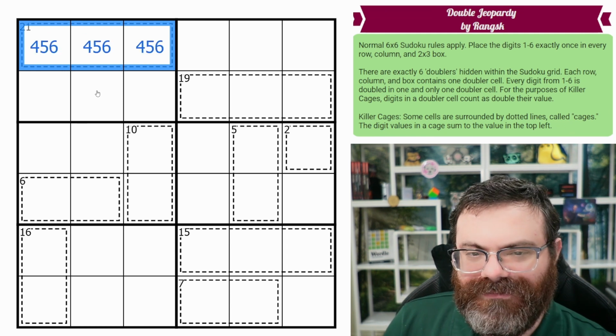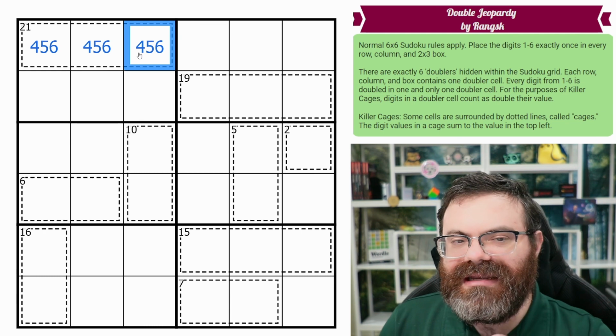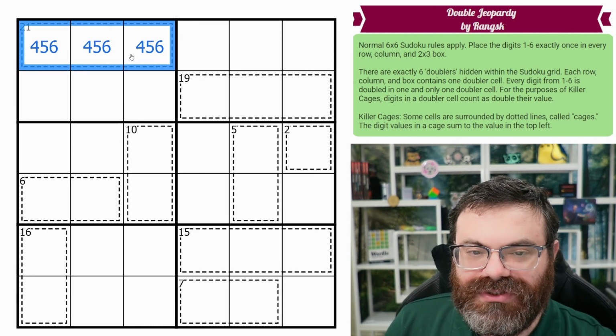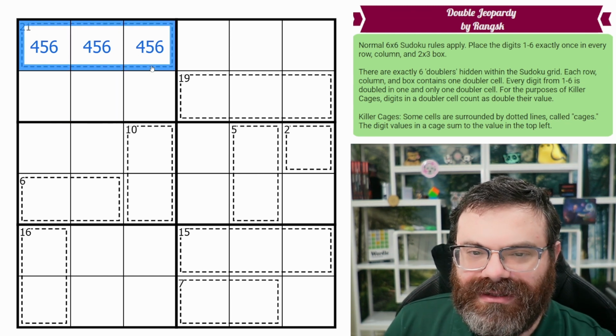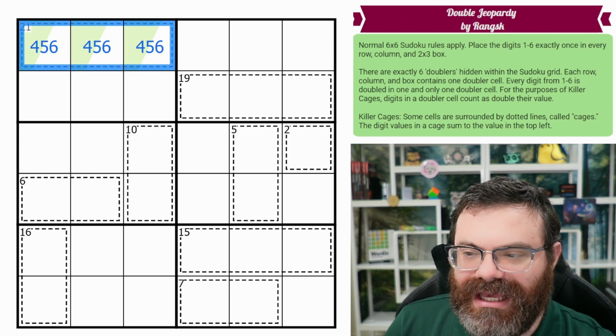So if we were to do 4, 5, 6 in here and we didn't have a doubler, we would add to 15. We need another 6 to get to 21, which means that the only option is to do 4, 5, 6 and then double the 6. 21 is actually the biggest you can make with 3 cells. So there's going to be a doubler somewhere in this cage, and it's going to be a 6.